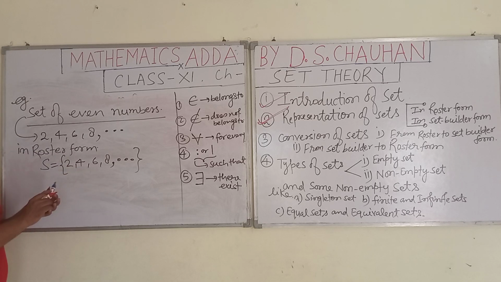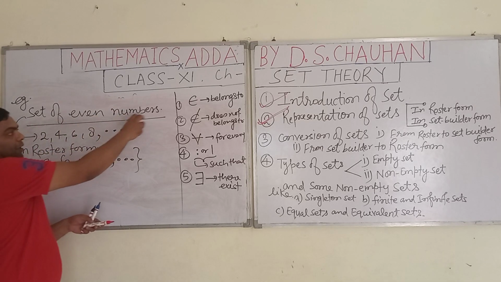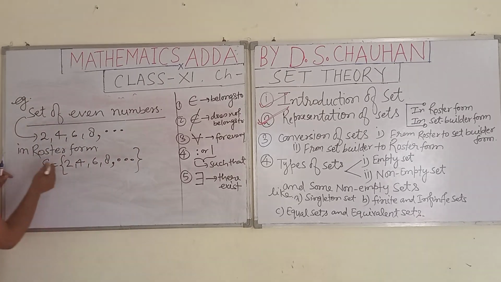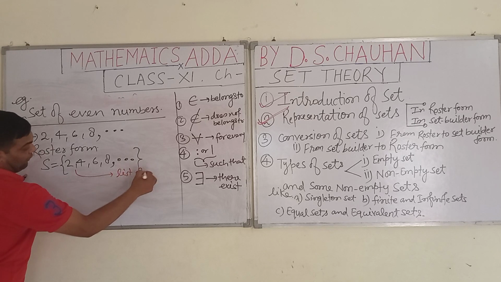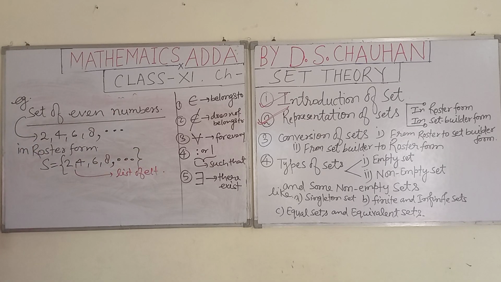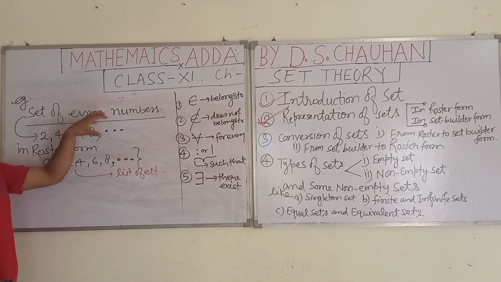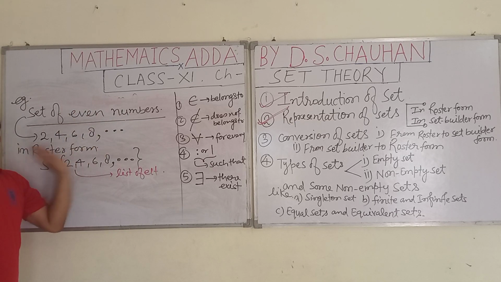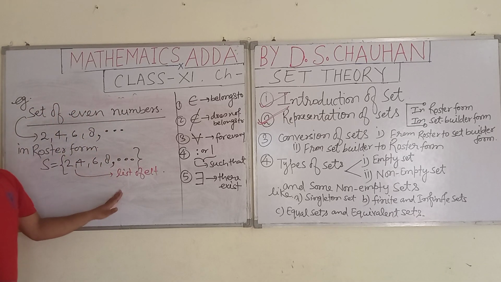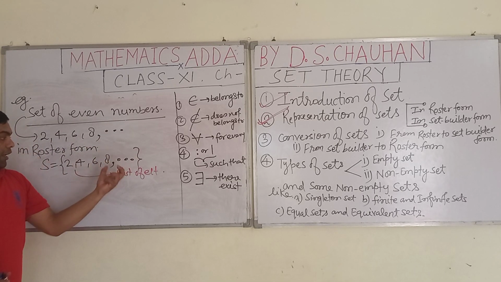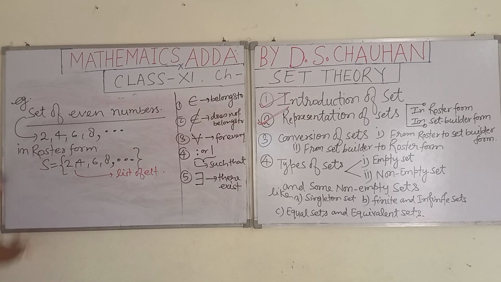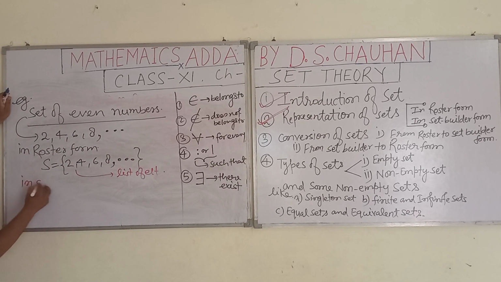Why? Because we cannot count how many even numbers there are, students, but here we have been provided a list of elements. So I have told you what roster form is. In roster form we always write the list of elements, while in set builder form we always write a formula to represent the list of the elements present in roster form. So now, in set builder form, what could it be, students?